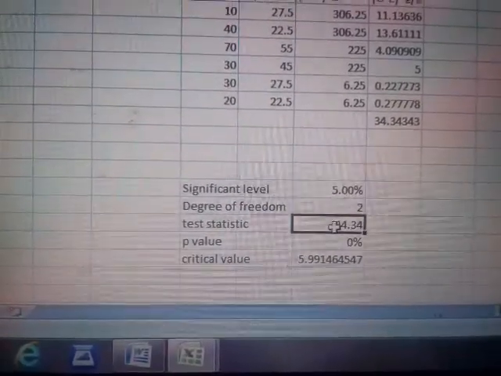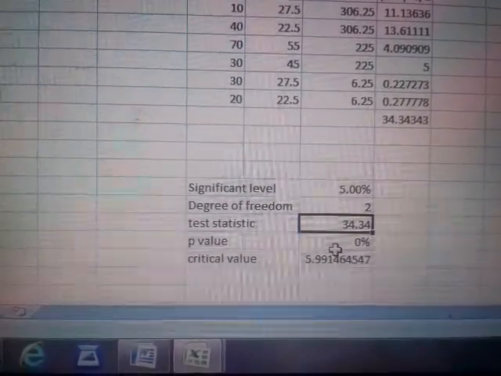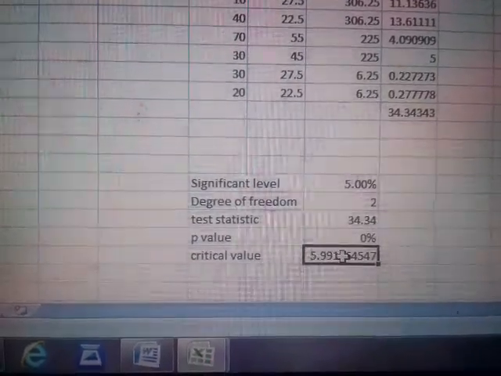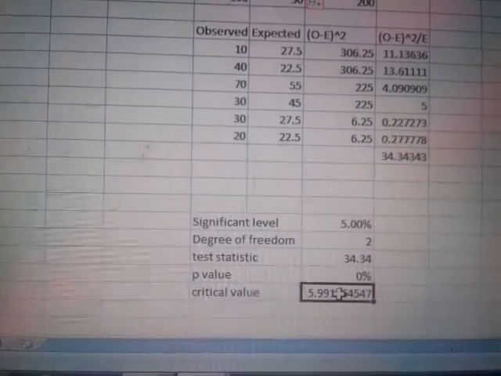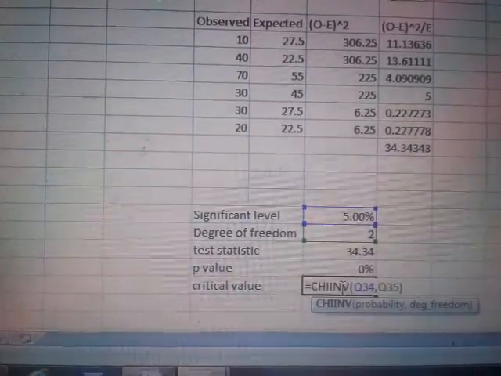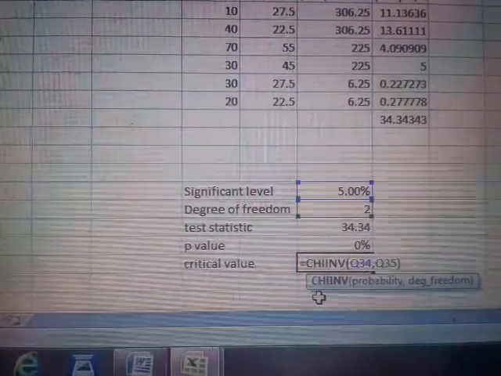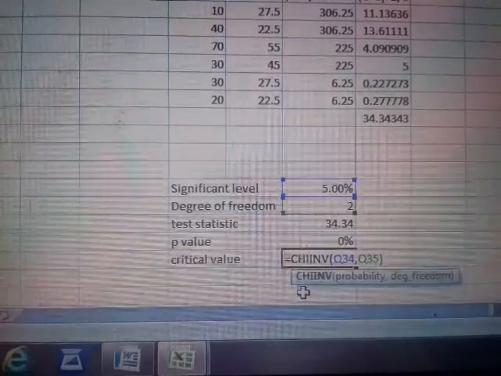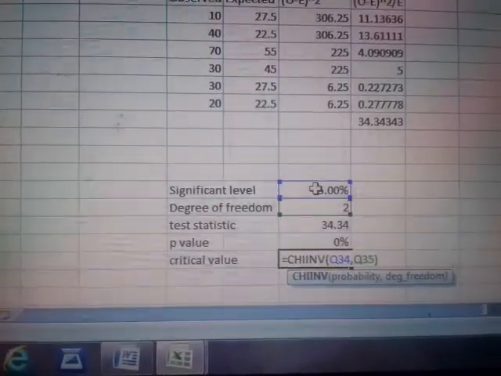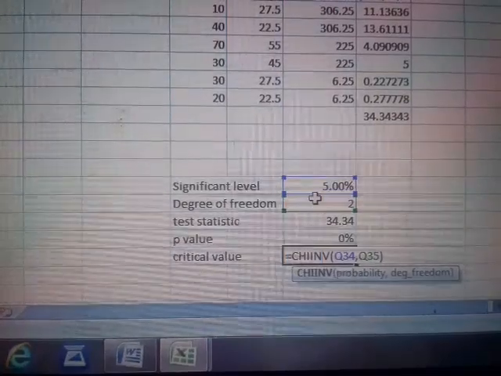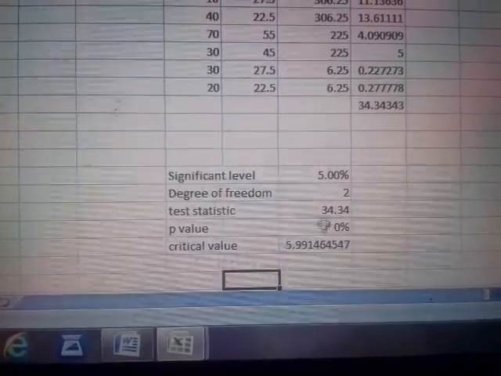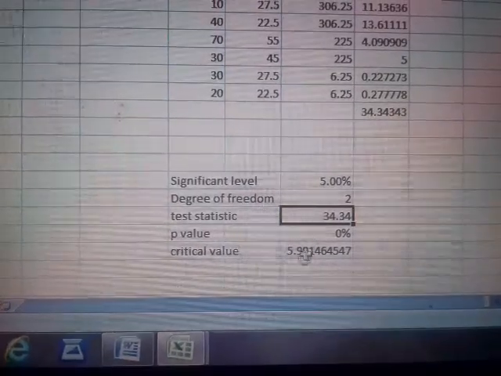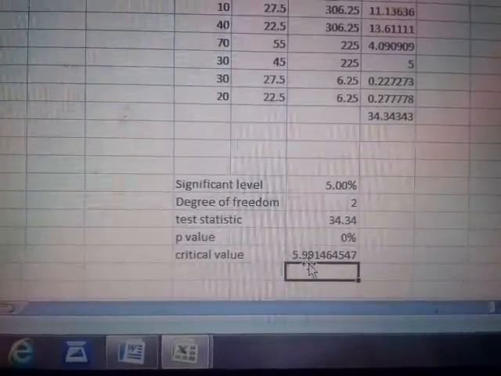So your test statistic is how much? 34.34. Go to your table in a hard copy, you will get it in all books. Otherwise you can use the formula CHIINV, chi-square inverse. Click your level of significance, comma, your degree of freedom, and you will get your table value. Your calculated value is 34.34 and your table value is 5.99.